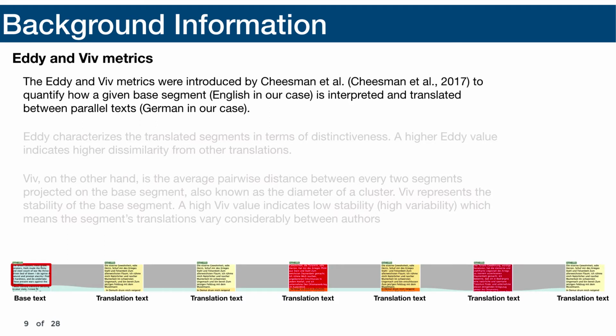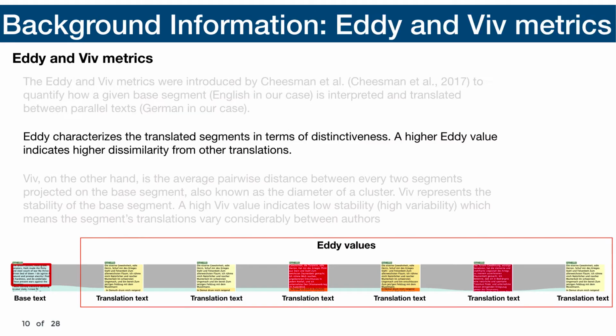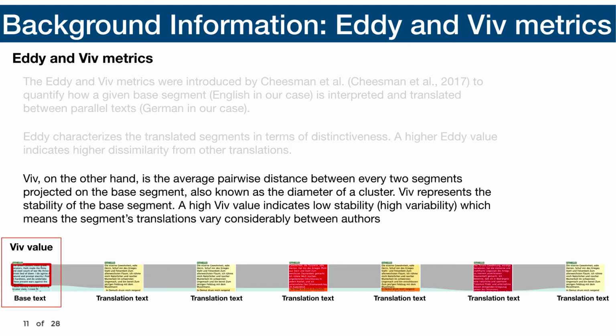The ED and VIV metrics were introduced by Cheesman et al. to quantify how a given base segment is interpreted and translated between parallel texts. ED characterizes the translated segments in terms of distinctiveness. A higher ED value indicates higher dissimilarities from other translations. VIV, on the other hand, is the average pairwise distance between every 2 segments projected on the base segment. VIV represents the stability of the base segment. A high VIV value indicates low stability, which means the segment's translations vary considerably between authors.